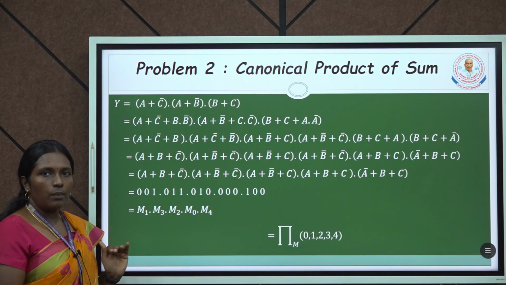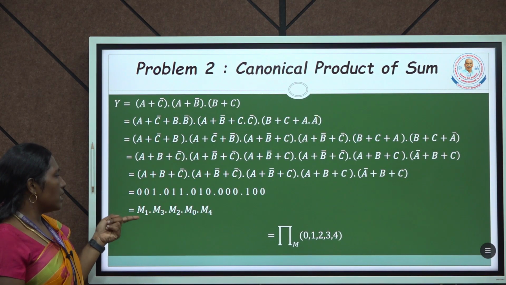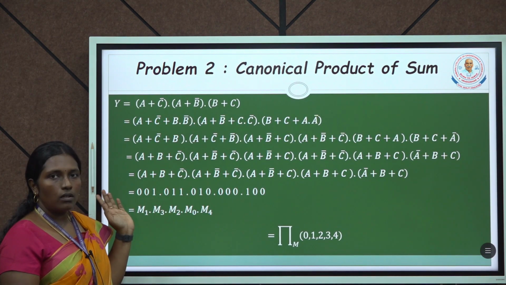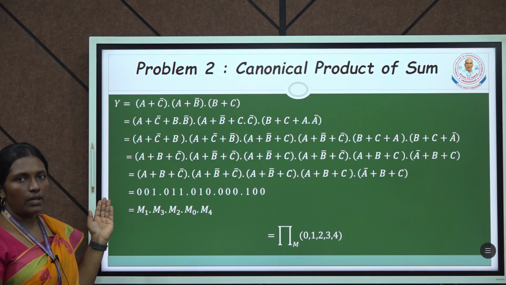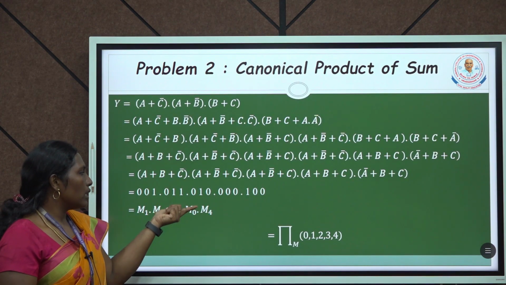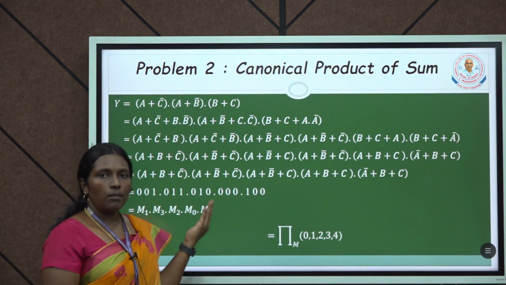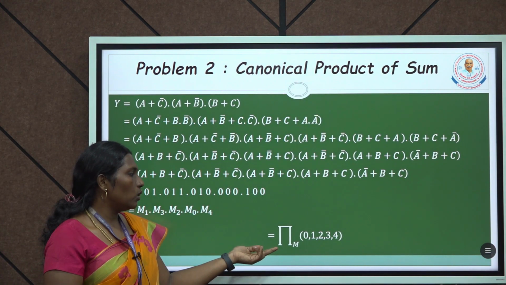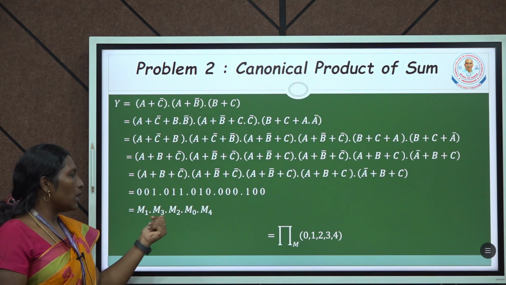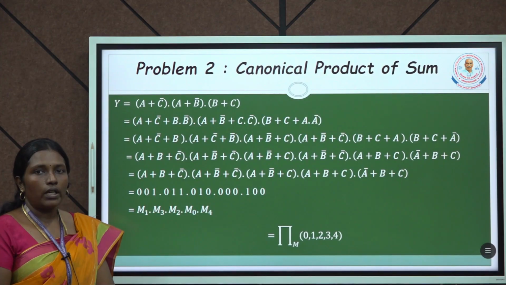Once we have written it in binary form, we have to change it into decimal form. That is, we write it as M1, this is M3, and so on. Based on the truth table, you can refer to the previous slide. For this binary form, we write M2, M0, M4. After that, we combine them, and for product of sum we denote it as Pi of capital M. So Pi of capital M 0, 1, 2, 3, 4 is the answer for canonical product of sum.